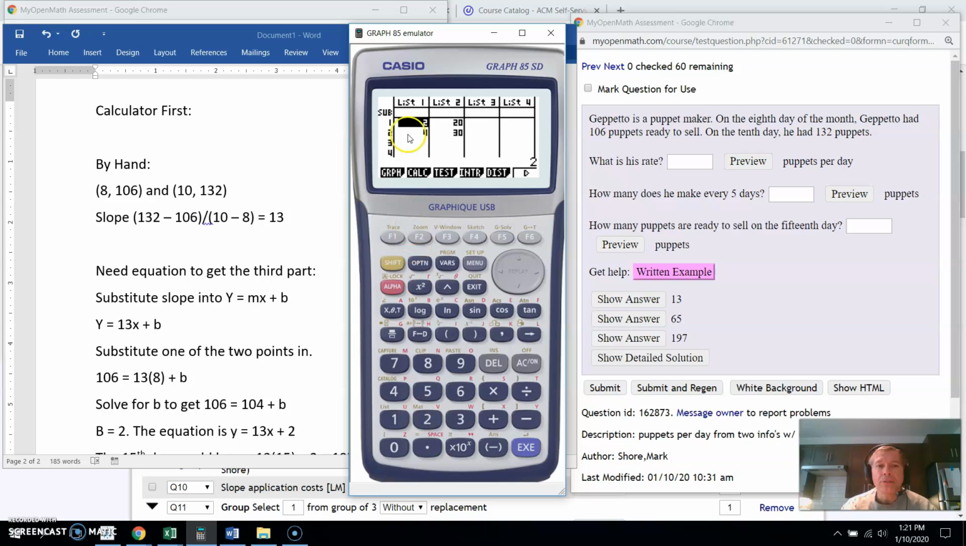And now you put in your points right here. The x's go into list 1, so my first x value is 8, and then hit execute. The next one is 10, and then go over and type in your y values. The y value associated with 8 is 106, and the y value associated with 10 is 132. And now, once you have those in there, click right here about 3 times, graph 1, calculate.